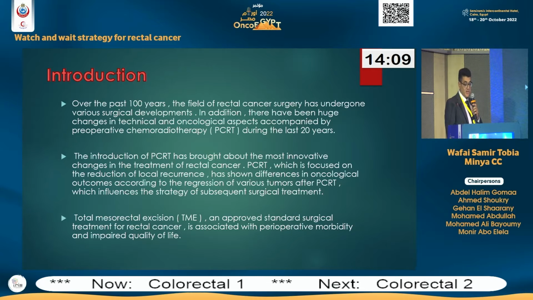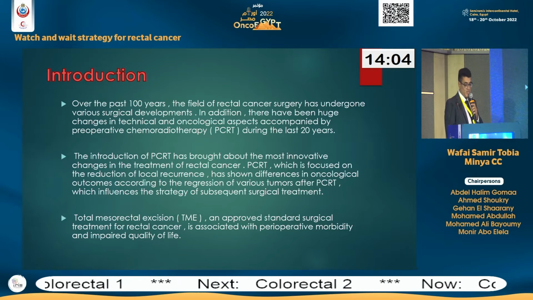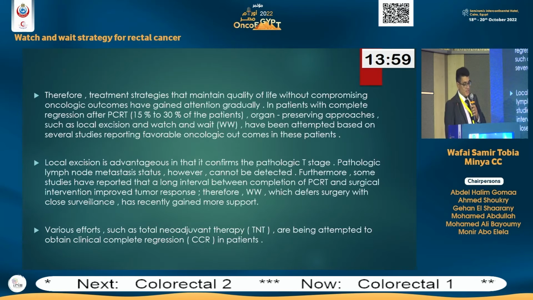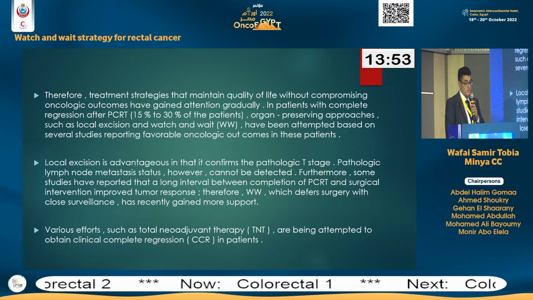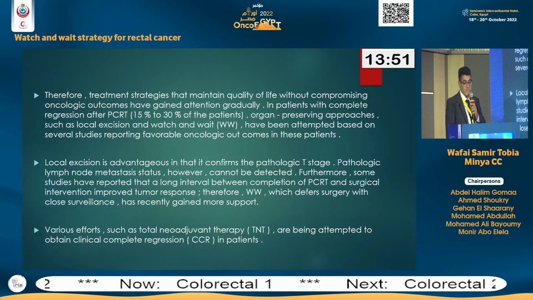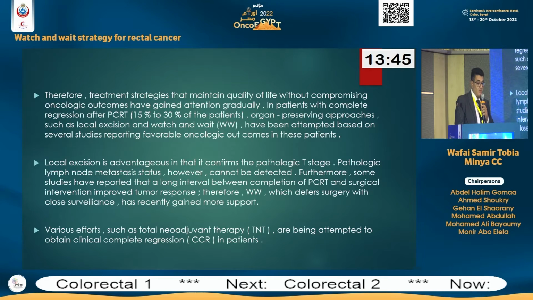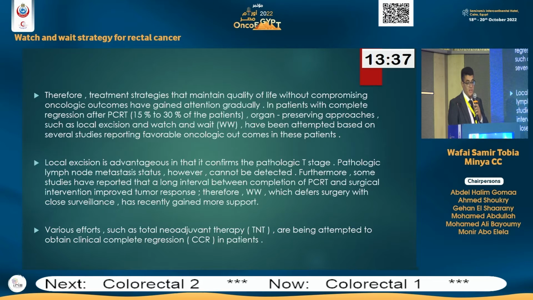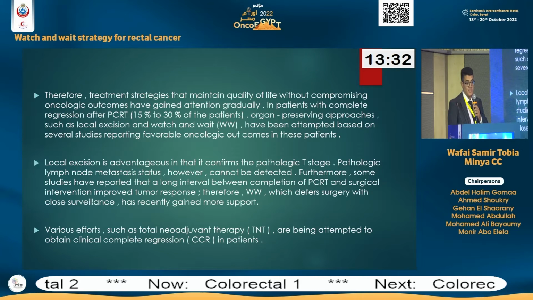Total mesorectal excision is an approved standard surgical treatment for rectal cancer, but is associated with perioperative morbidity and impaired quality of life. Therefore, treatment strategies that maintain quality of life without compromising oncological outcomes have gained attention gradually in the patients with complete regression after neoadjuvant chemotherapy, from about 15% to 30% of patients. Organ preservation approaches such as local excision and watch and wait have been attempted based on several studies reporting favorable oncological outcomes in these patients.